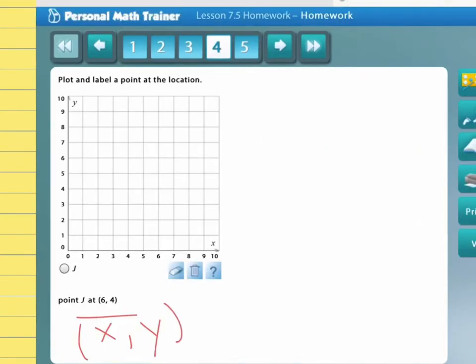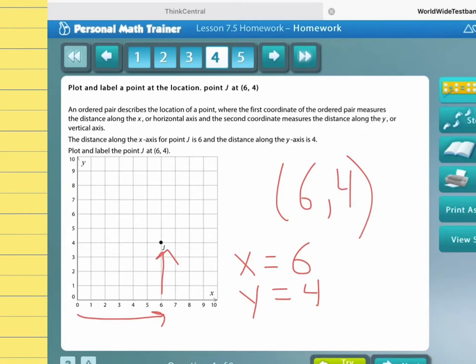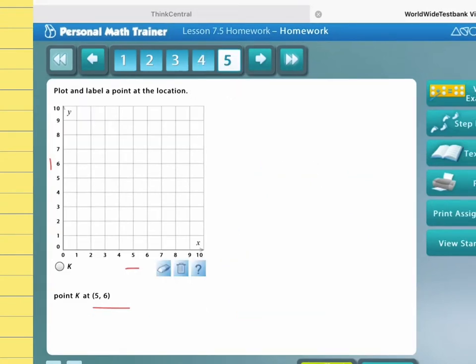Plotting point J. This time they give us the coordinate pair of 6, 4. So you start at the origin, go over 6 along the x-axis, and up 4 along the y-axis. Point J would be located right there, at 6, 4.